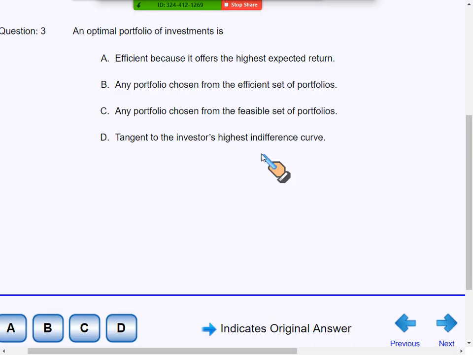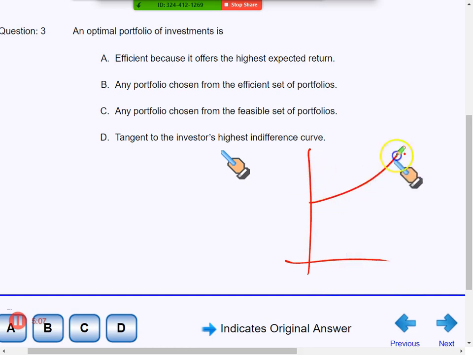So the correct description, if you just need to know the theory behind the optimal portfolio of an investment, is tangent to the investor's highest indifference curve. When you say tangent, this is your highest indifference curve. Any line that just touches this curve at one point, in mathematics this is called a tangent. So at that particular point, the return and risk are brought in comparison.